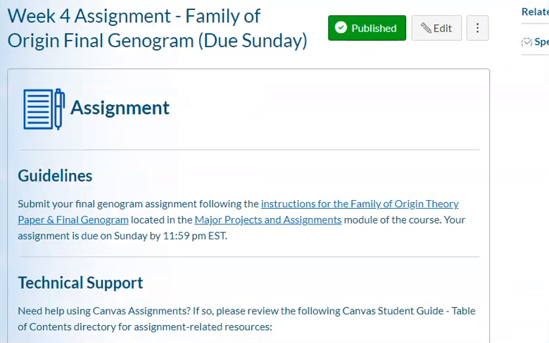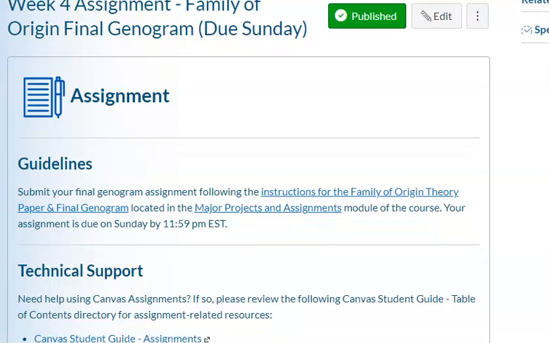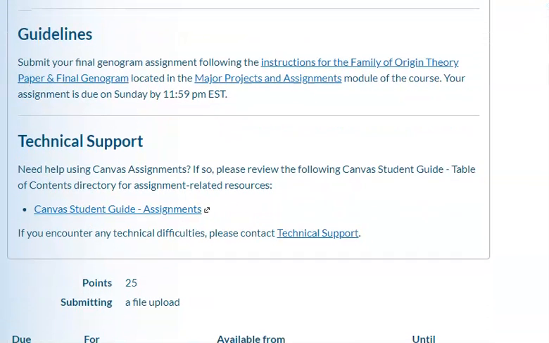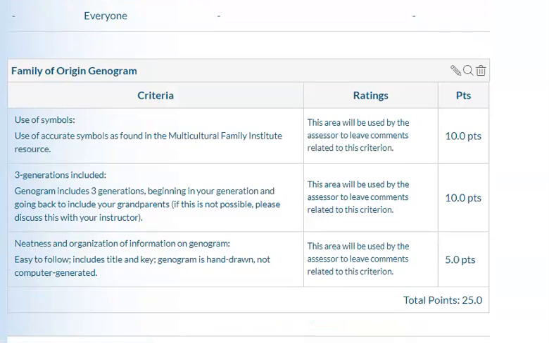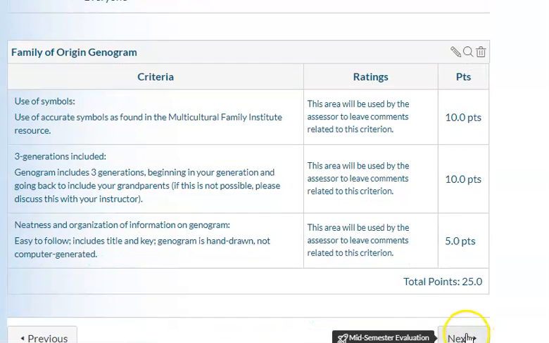During week 3, you submitted a draft of your family of origin genogram. So in week 4, you're now doing your final submission of that genogram based on the feedback I provided after week 3. So that is your next written assignment. For this week also, you have a chance to evaluate the class at its midpoint.